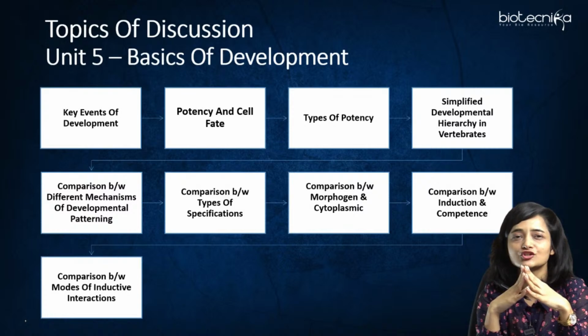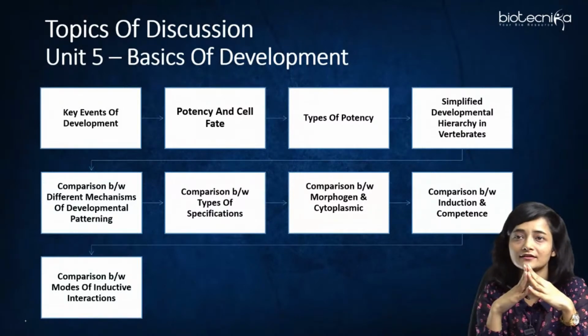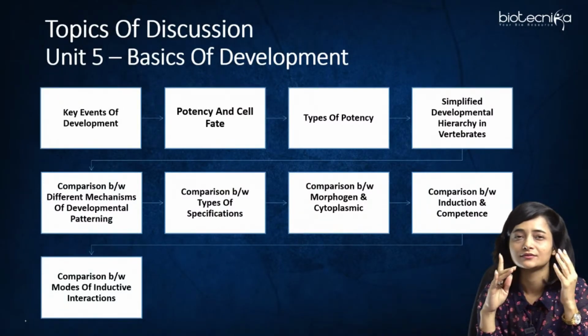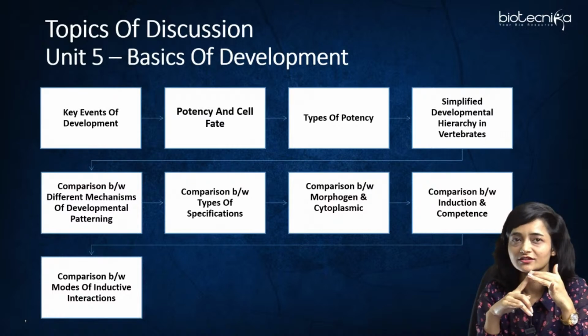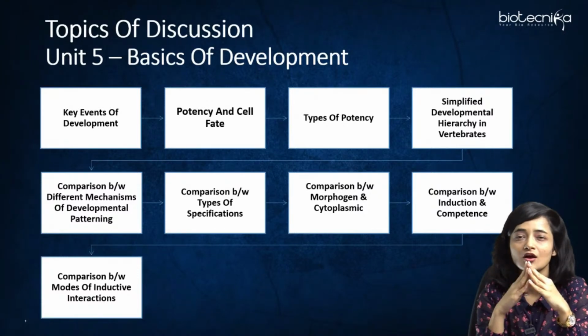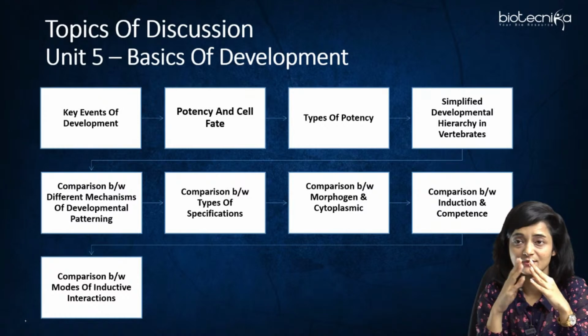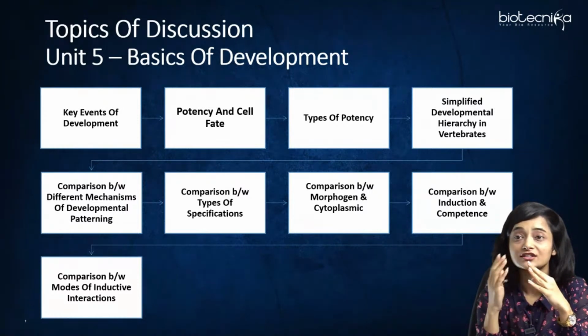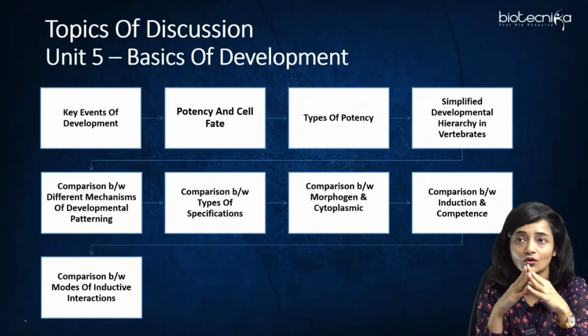Then comes the comparison between the different mechanisms of developmental patterning, right? Then there will be a comparison between types of specification. In mechanisms of developmental patterning, we'll be studying the concepts of specification, determination, and differentiation. And then the types of specification: what are the different types, such as autonomous, syncytial specification, and conditional specification? What is the difference between all of these three?